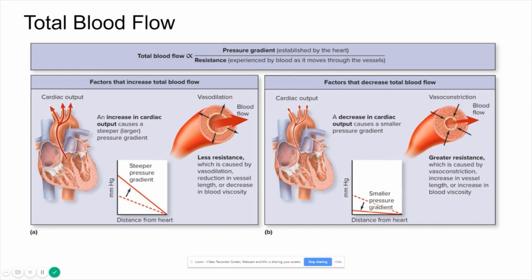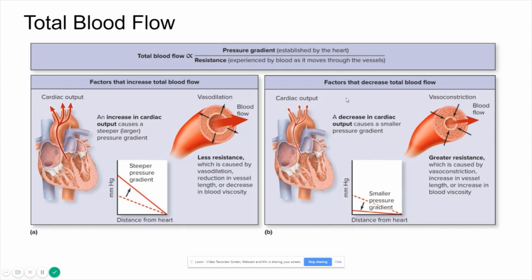Of those, the factors that are going to cause an increase in total blood flow is if you have an increase in your cardiac output. That cardiac output, you'll remember, can be increased by increasing heart rate and or increasing the force of muscle contraction in your ventricles. Vasodilation is also going to increase blood flow by causing there to be less resistance to the flow of blood.